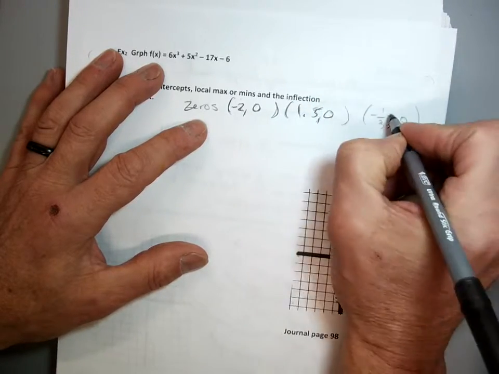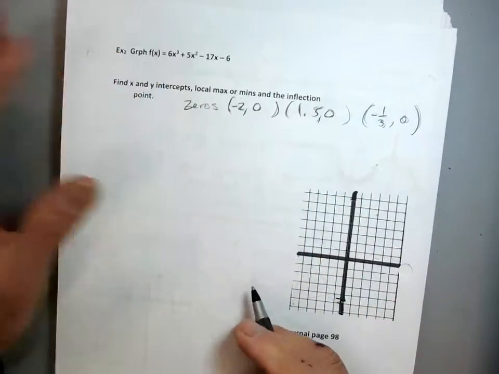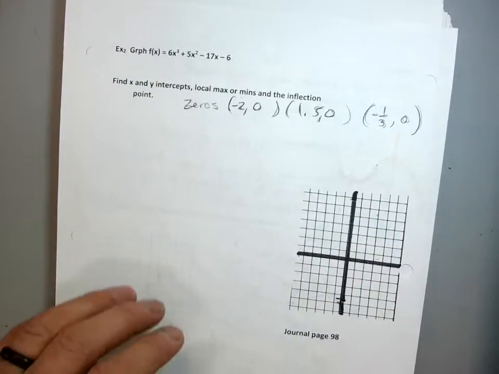5, 0. Okay, we got that from the calculator. So now, how about max and min? So let's graph it and see what it looks like.